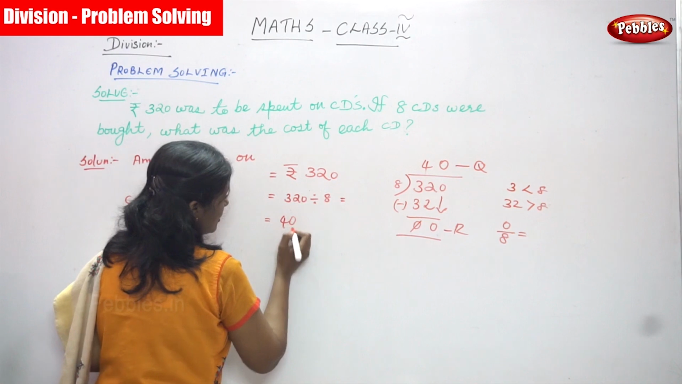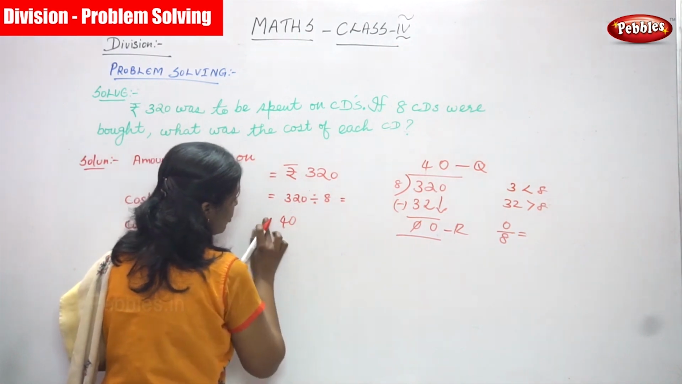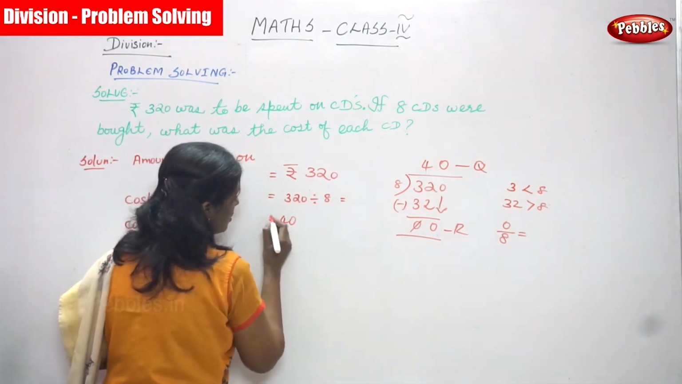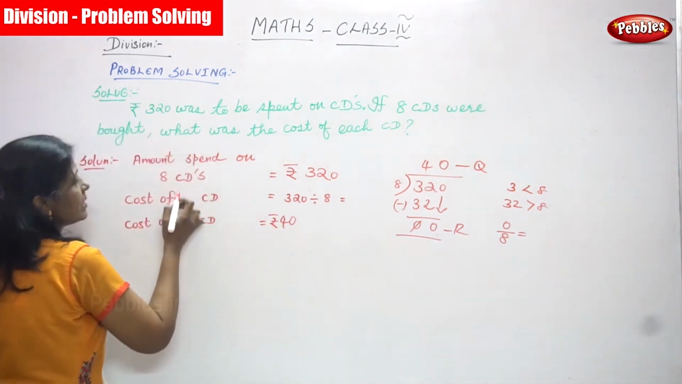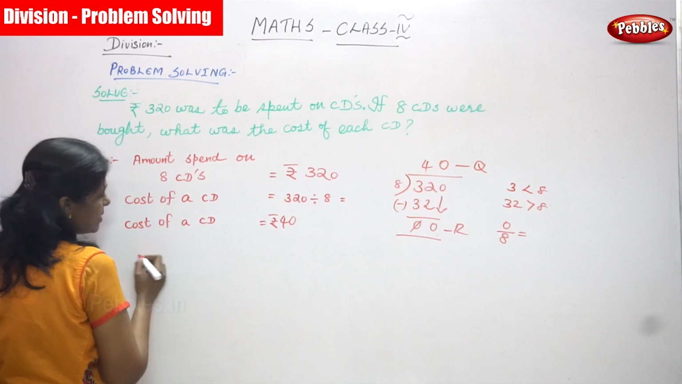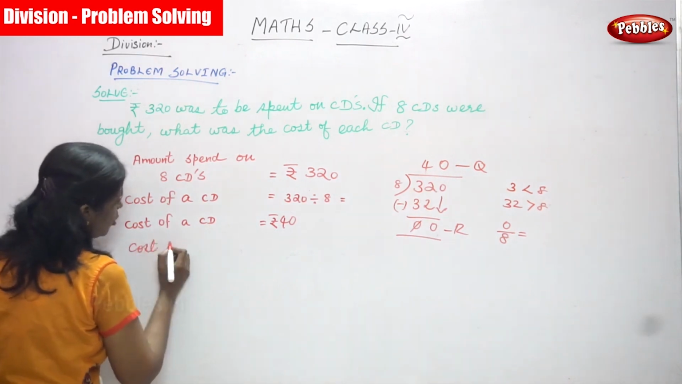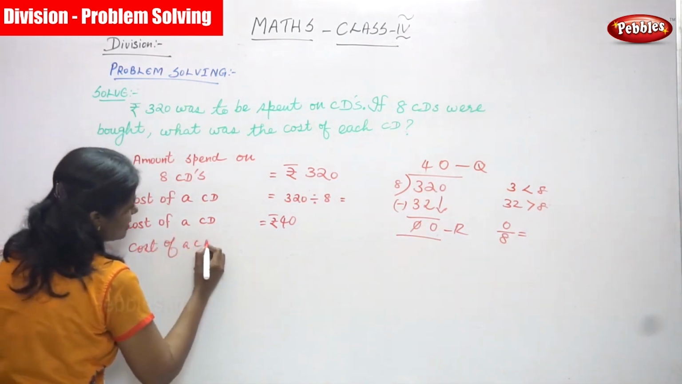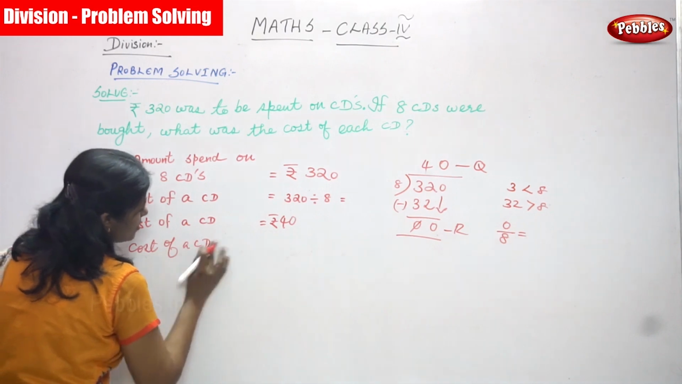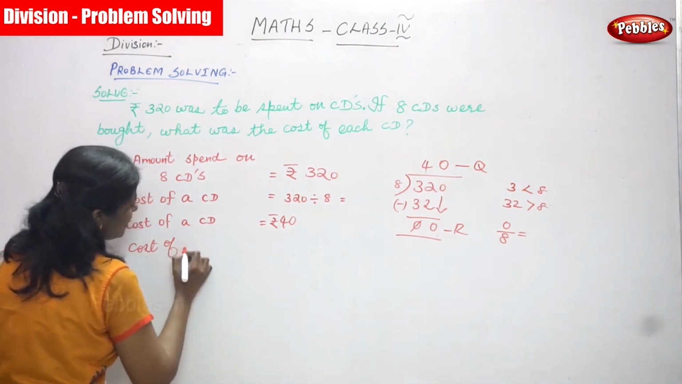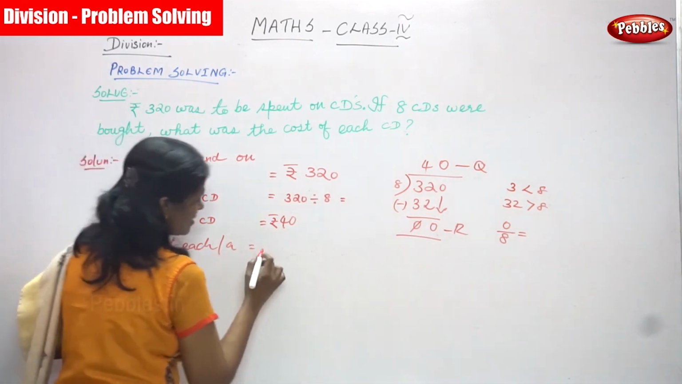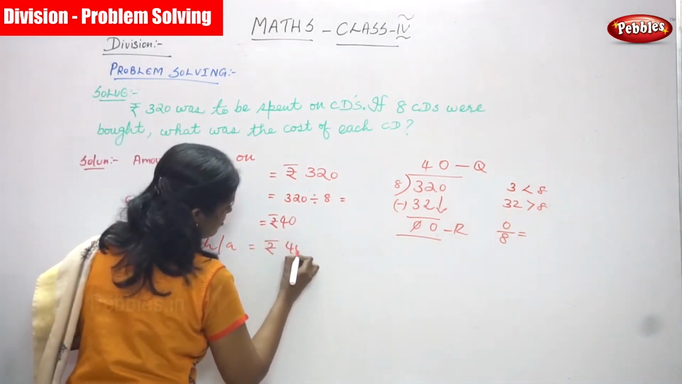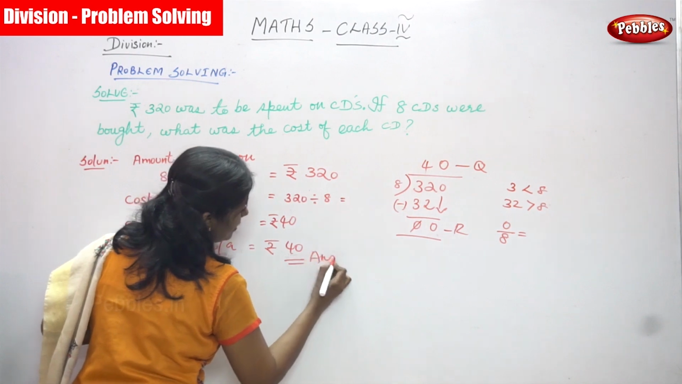So 40. That means you have to write it is 40 rupees. So the cost of a CD, one CD, a CD or each CD, both are correct. That means rupees 40. This is the right answer for the question.